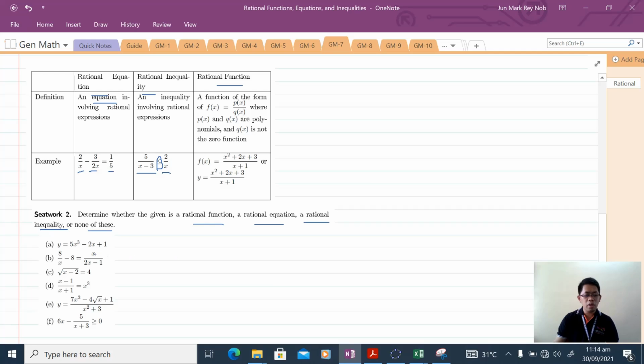For letter A, we have y is equal to 5x cubed minus 2x plus 1. So letter A, this is clearly a rational function because this is an equation, and at the same time we have the variable y right here. Letter B, this is clearly a rational equation.